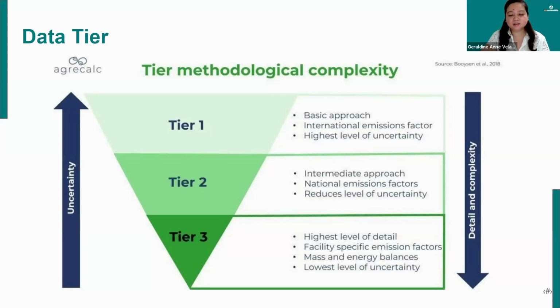In summary, data tiers help assess emissions data quality, track improvement over time, and support reporting and assurance by showing whether calculations are based on broad averages, country-level factors, or supplier-specific activity data.